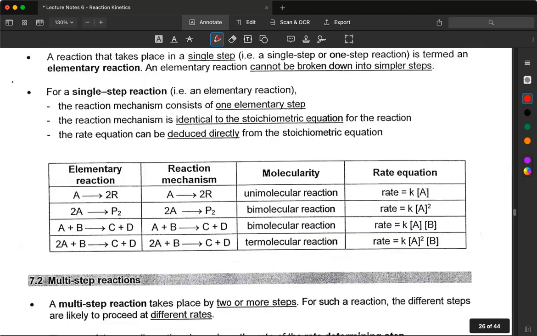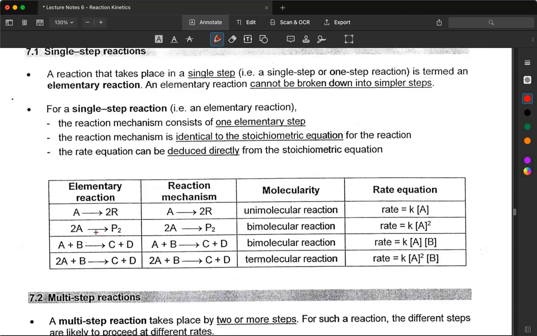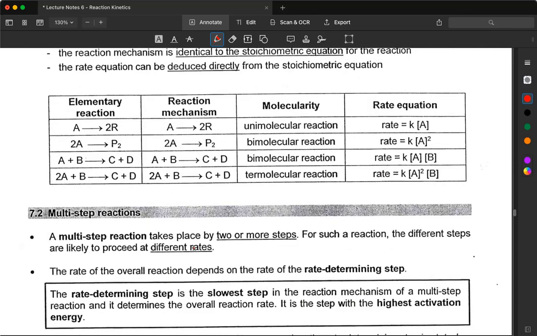You can just derive it if it's just an elementary step. Same for this bimolecular one, you can derive it like that. Of course, normally the rate equation is obtained by data, but in this case, if it's a single step, then we can directly derive the rate equation. That is the elementary step.